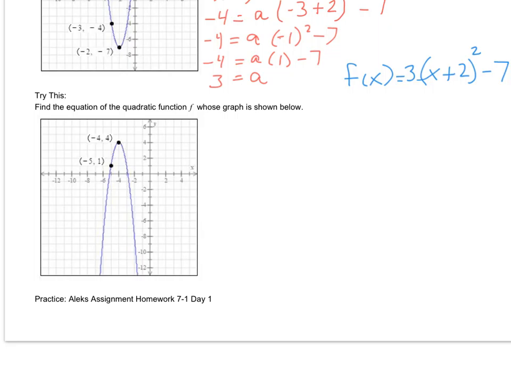If you did this right, the correct answer should be f of x equals -3 times x plus 4 squared plus 4. If you have questions on how this worked, please raise your hand and I'll come over and help you.